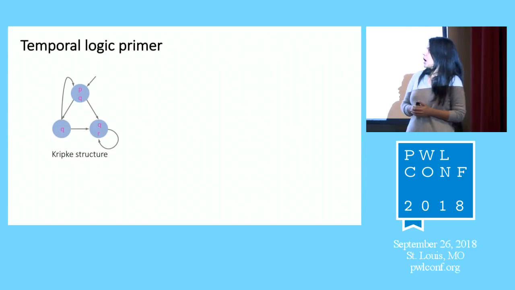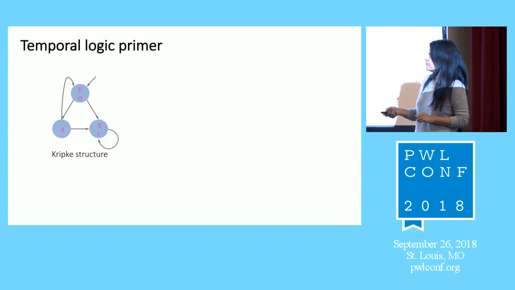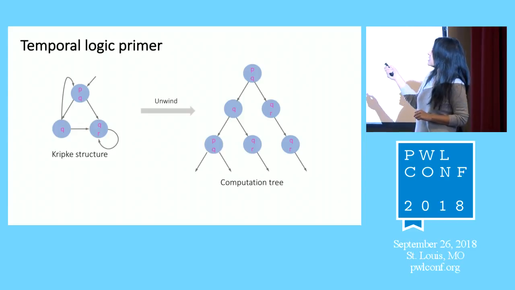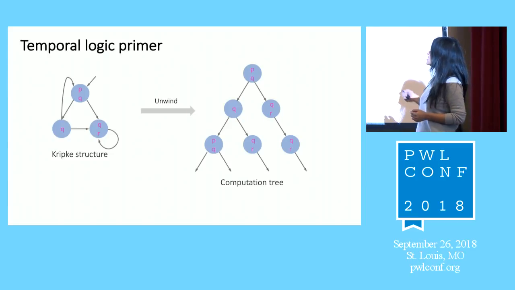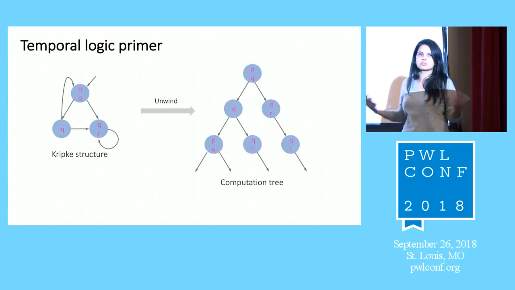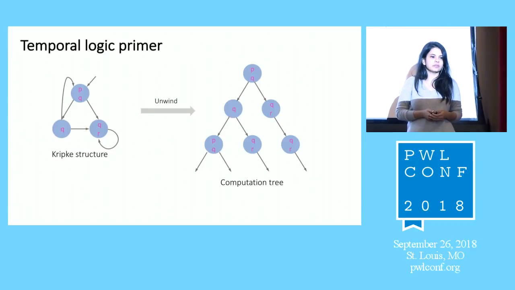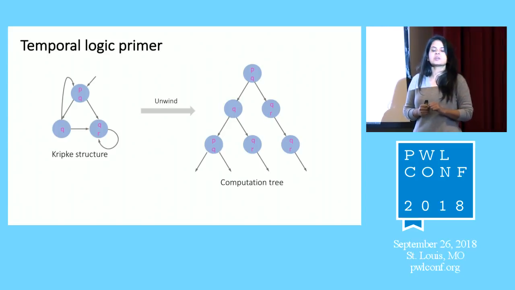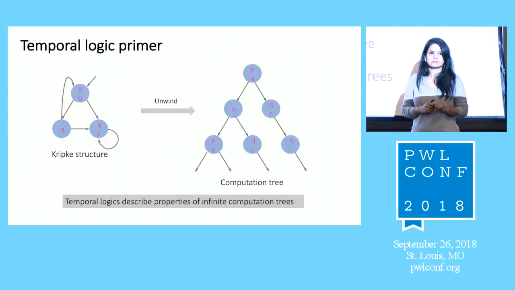Okay. So now, where does the infinite computation crop up? Well, if you unwind this Kripke structure and essentially look at all the computations that can happen in this structure starting from the initial node, you get this infinite computation tree, which is what's called a computation tree. Okay? And temporal logic is perfectly suited to express properties of such infinite computation trees.